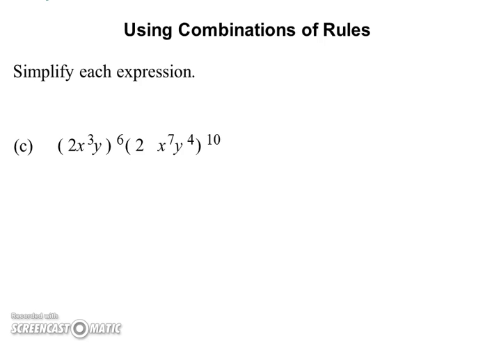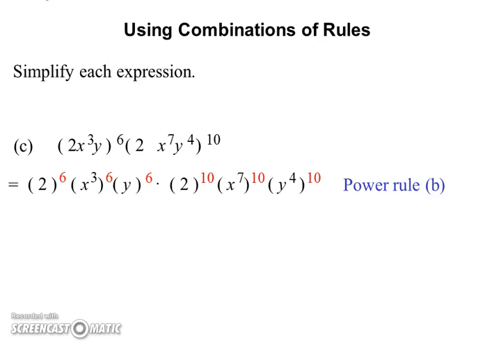One has an x to the third power, the other has an x to the seventh. One has a y, the other has a y to the fourth. So the bases aren't the same. So we can't, at this point, multiply and add exponents like we did in the last example. Instead, we have to simplify first by using the power rule. So let's apply the power rule. And when we do that, we apply it to the first expression. Everything in the parentheses for the first expression we raise to the 6th power. So we raise 2 to the 6th power, x to the 3rd to the 6th power, and y to the 6th power.